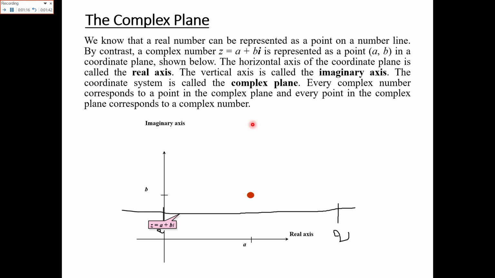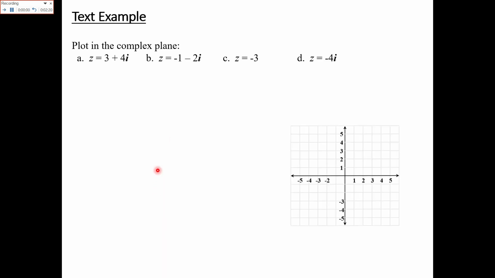Like here, I'll remove the line to make it clear. If this is our real axis and this is our imaginary axis, and we have to show a number a plus b iota, we go a units on the real axis and b units on the imaginary axis. Where these two coincide, we have our number z, which equals a plus b iota. That is how we represent our complex number upon the plane, where this is the real axis, we have the real numbers, and this is the imaginary axis or the iota axis.